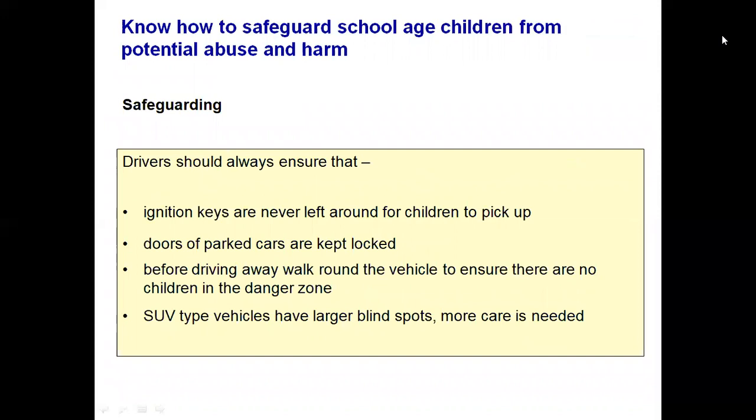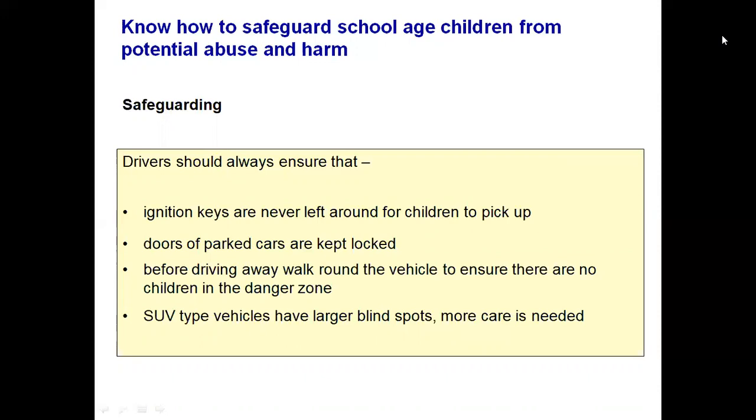Do not leave your ignition keys in your vehicle. You are taking children with special educational needs to certain establishments. It may be that the children have behavioral problems and get in your car. Keep your vehicle locked. You don't want anything stolen or interfered with.